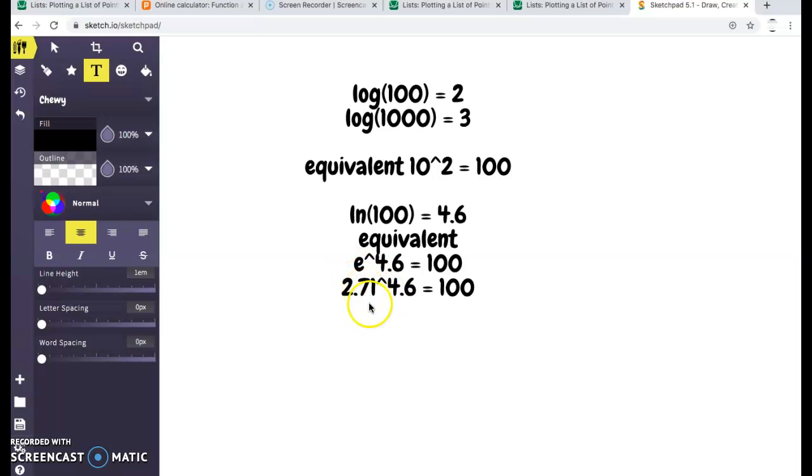We have to raise 2.71 to the 4.6 power to get 100. Okay, so that's a little background on logarithms.